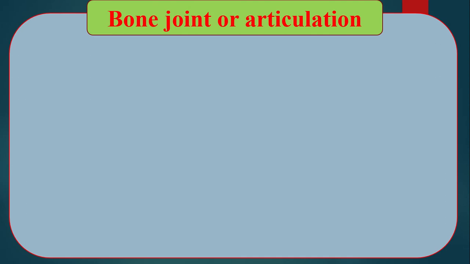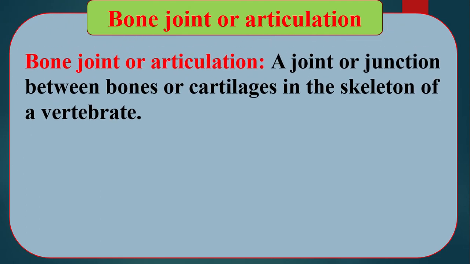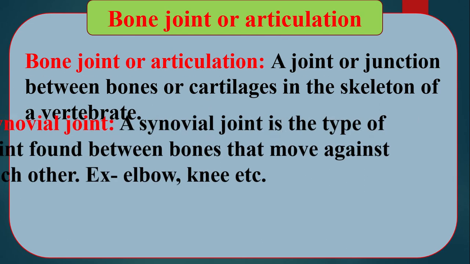Bone joint or articulation. What is a bone joint? A joint or junction between bones or cartilage in the skeleton of a vertebrate is called a bone joint or articulation.